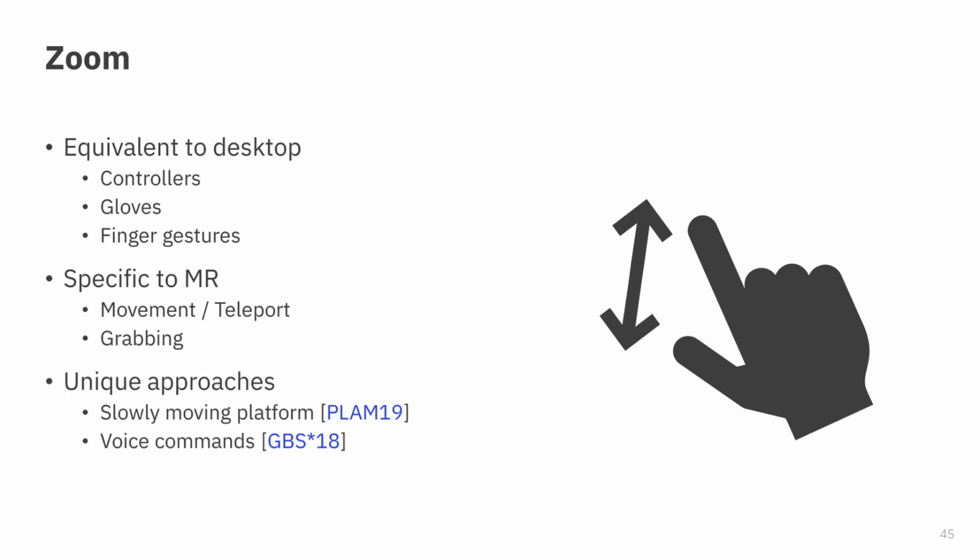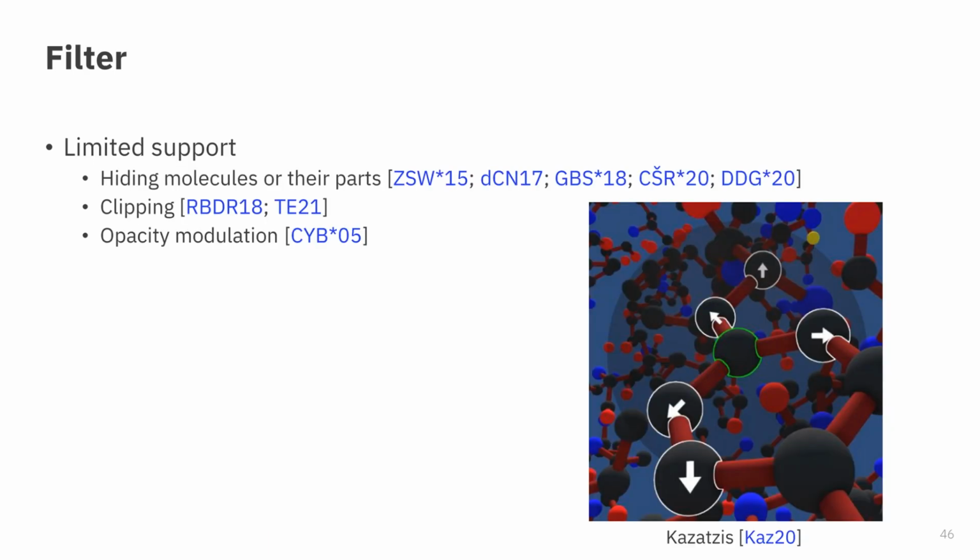While it seems that the zoom task was mostly solved, some unique solutions recently appeared. These include slow-moving platforms that carry users through the virtual scene as elevators, or using voice commands to free users' hands for other tasks. Tasks such as selection and filtering are inherently coupled with visualization.